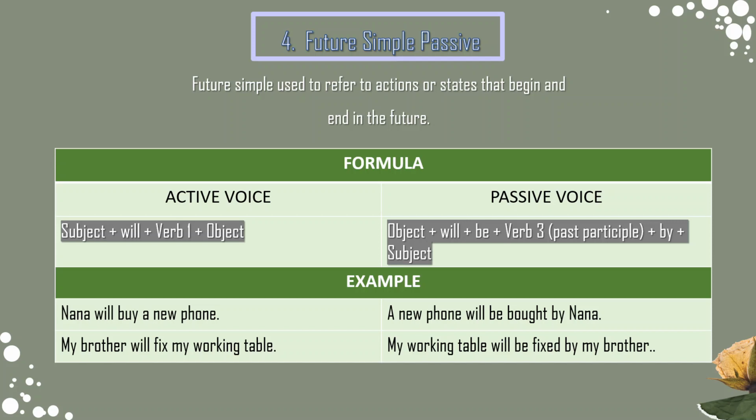And this is the example for the active voice. Nana will buy a new phone. And we change into the passive voice: A new phone will be bought by Nana. The next example, my brother will fix my working table. And we change into the passive voice: My working table will be fixed by my brother.